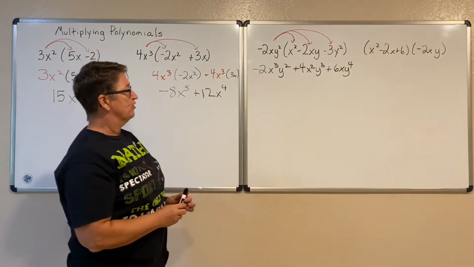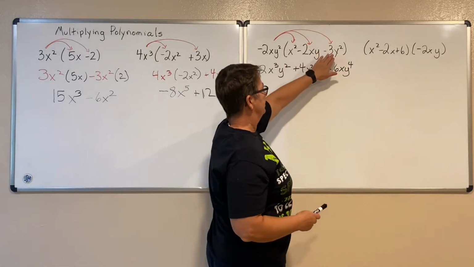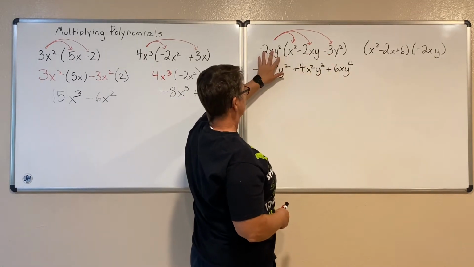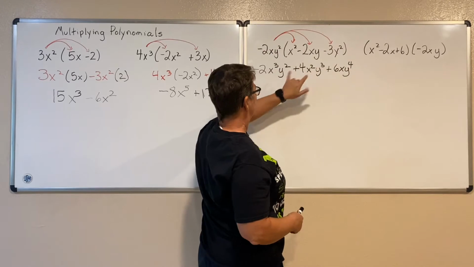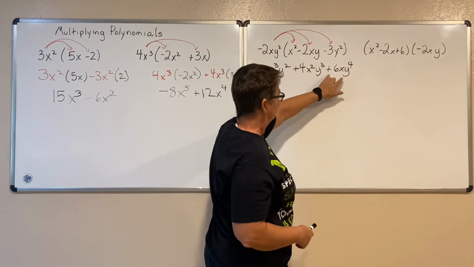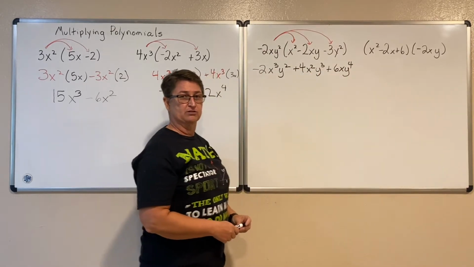So for each one of those terms, there were 3 terms inside the parentheses. I'm multiplying this term by each one. I end up with 3 terms when I'm done in my product as well.